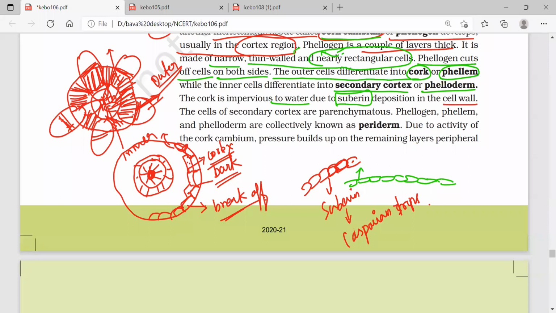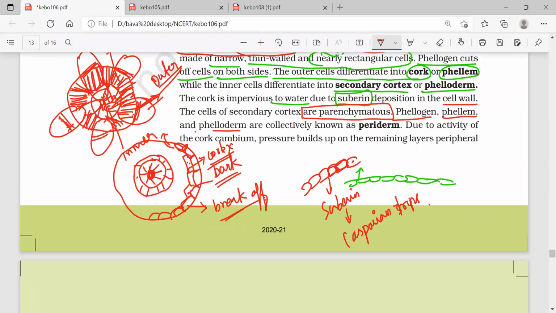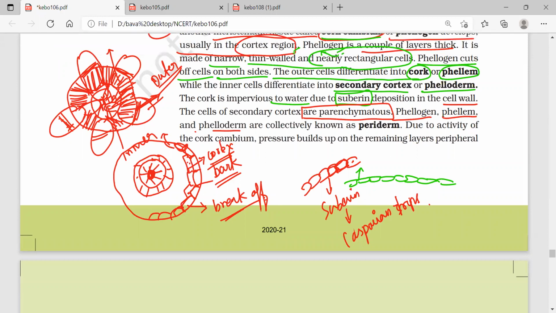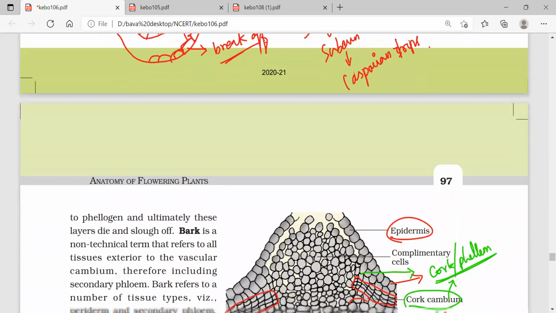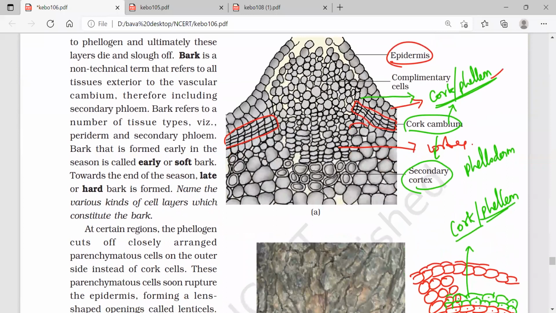The cells of the secondary cortex are parenchymatous, because the cortex itself is made up of parenchyma. Now the phellogen, that is the cork cambium, phellum also called cork, and phelloderm, that is secondary cortex, all these three are collectively known as periderm. Note down the word periderm. This is the cork cambium, this is cork or phellum, and this is secondary cortex or phelloderm. All these three are collectively known as periderm. If you have any doubts about what I said, ask.